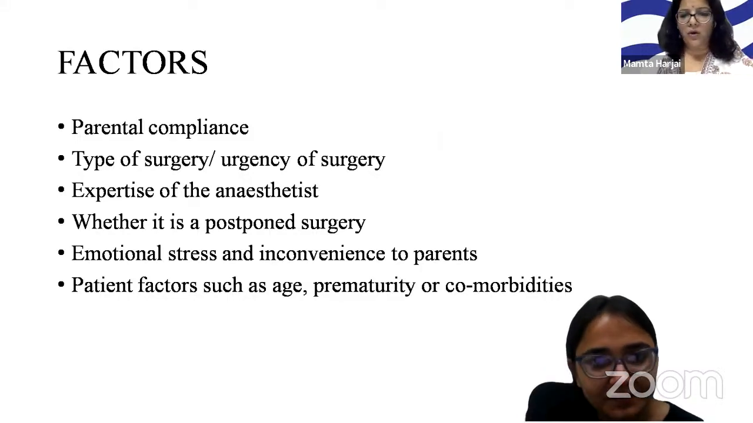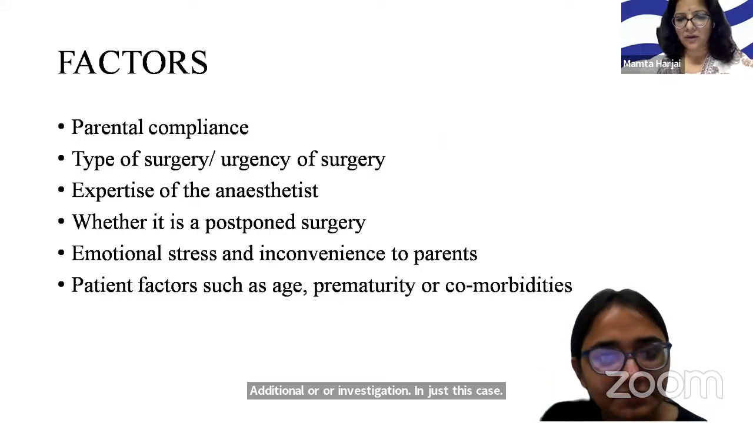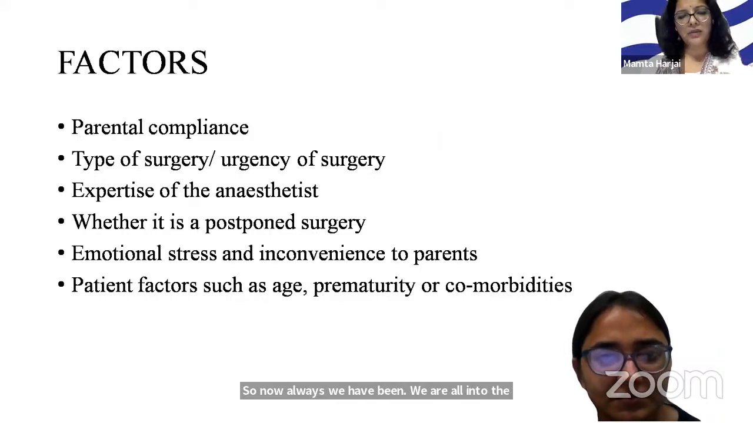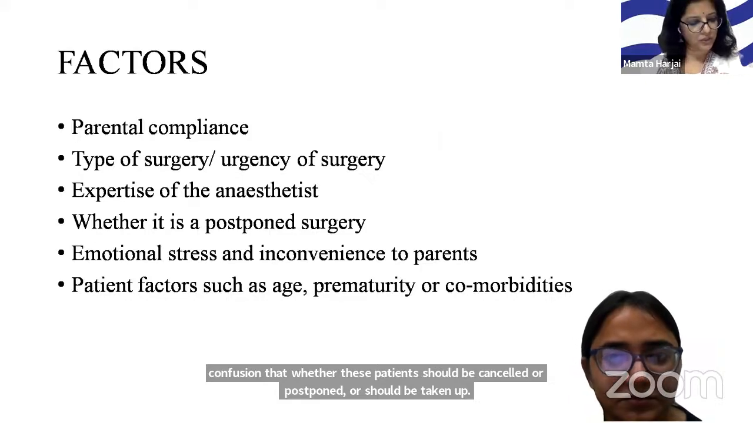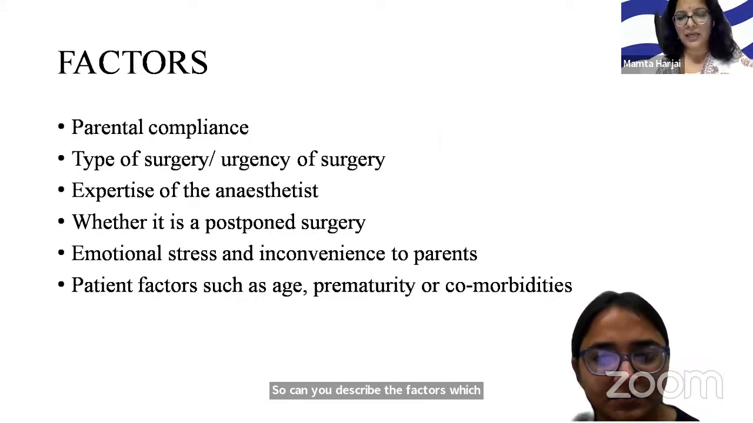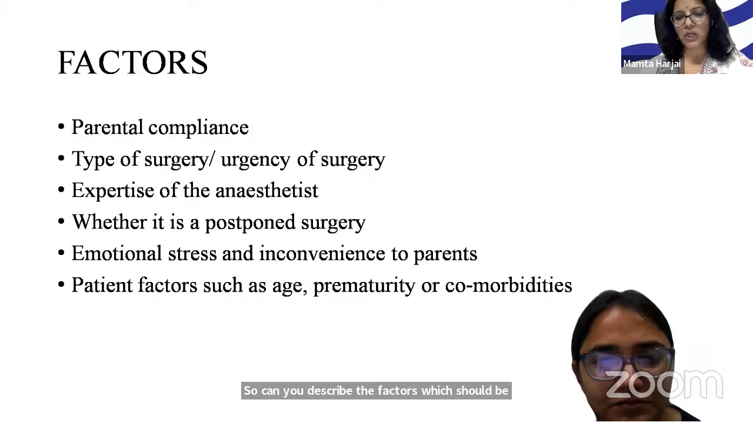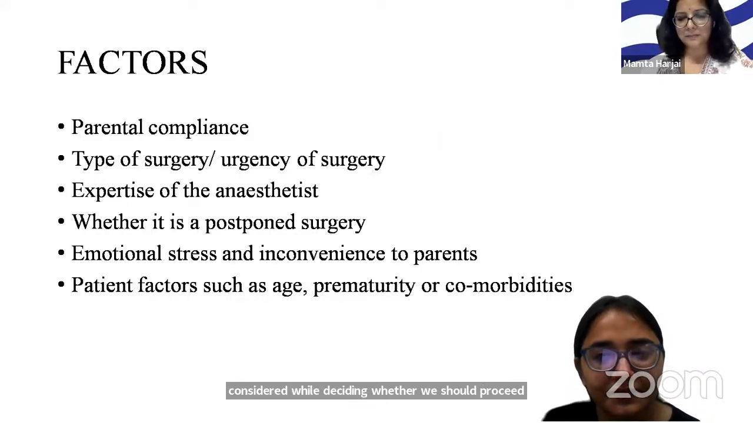So now we are always in confusion whether these patients should be cancelled or postponed or should be taken up. Can you describe to me the factors which should be considered while deciding whether we should proceed with the surgery or we should cancel the case? Yes, ma'am.